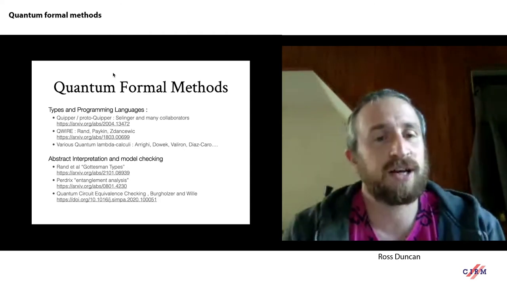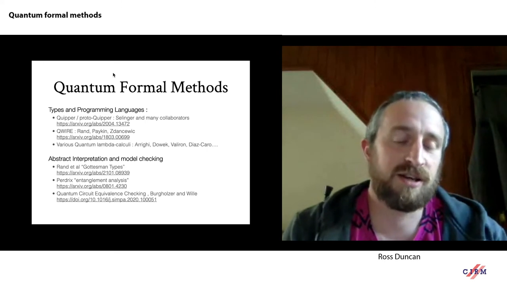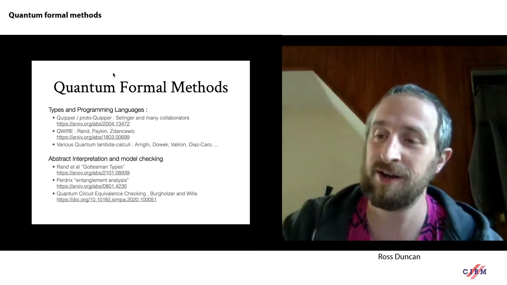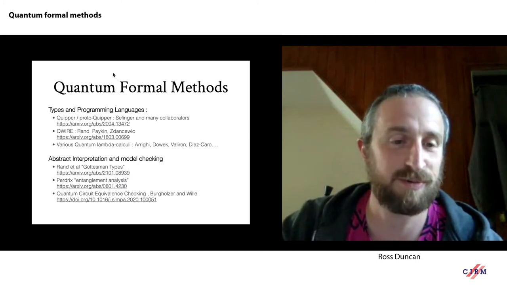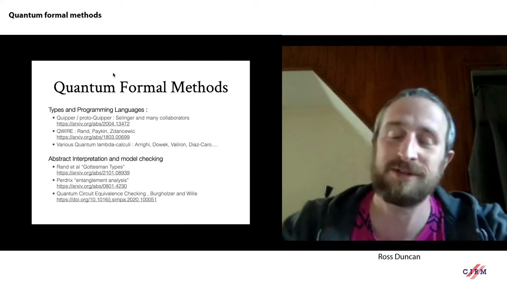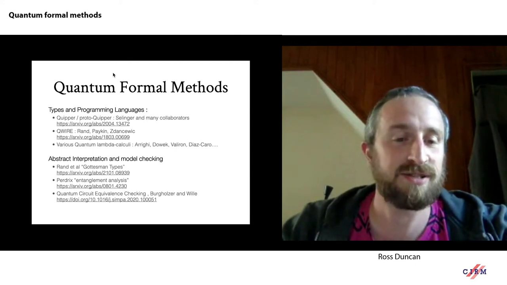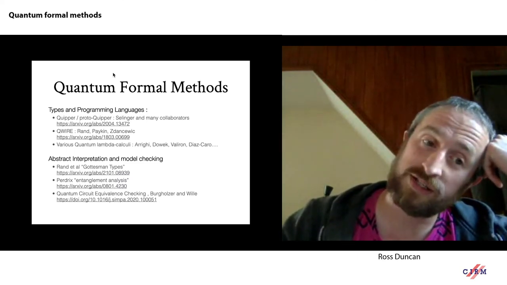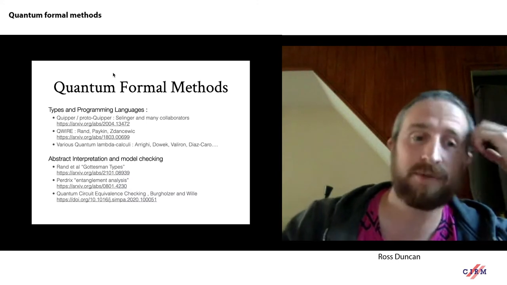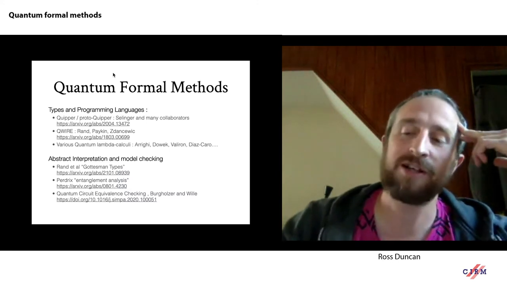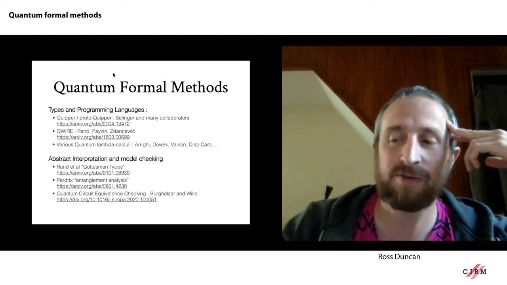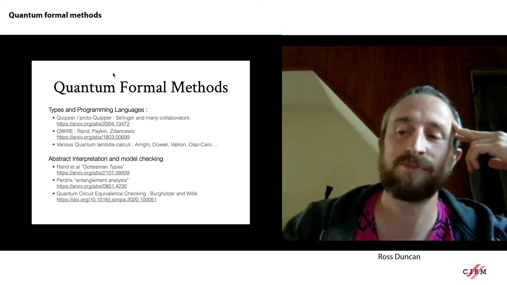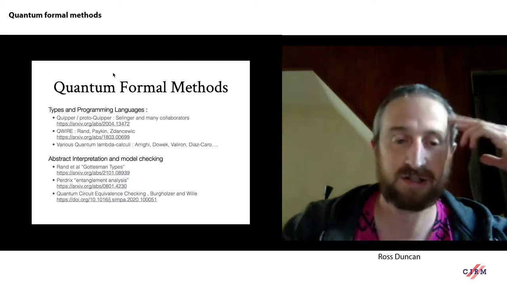On the side of abstract interpretation and model checking, of course, I think the earliest paper on abstract interpretation in quantum computing is by our dear host, Simon Perdri, who wrote about entanglement analysis using abstract interpretation back in 2008. And these ideas more recently surfacing in the work of Rand and collaborators on Gottesman types, although they claim to be types, if you read what they are actually doing, they are more like abstract interpretations or symbolic simulations of the circuits.